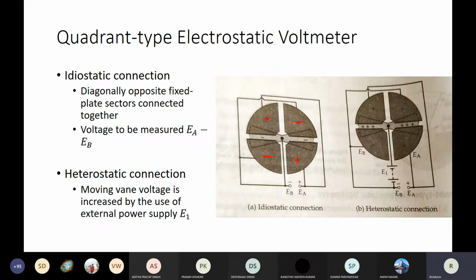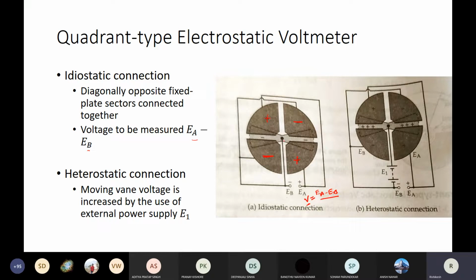Okay. So what does it mean? That once I apply voltage here, such that the polarity is positive here, negative here, the charge developed in these plates are positive in this case and negative in this case. Okay, right? And then the voltage that is to be measured is applied here as EA minus EB, potential difference. So let's say V is the one I'm trying to measure, which is EA minus EB.